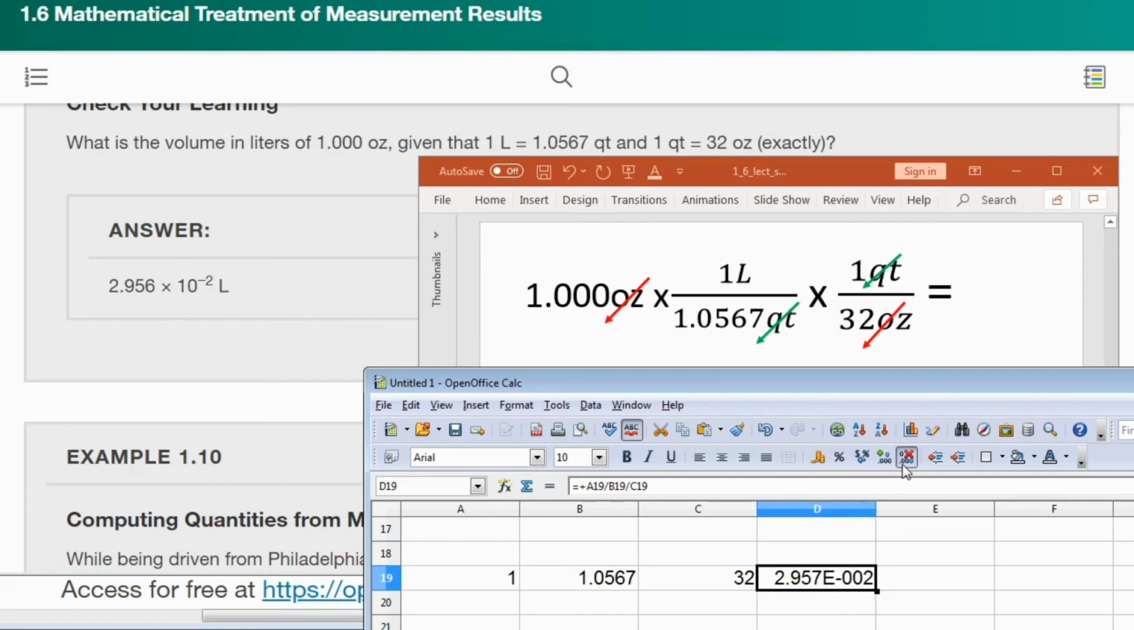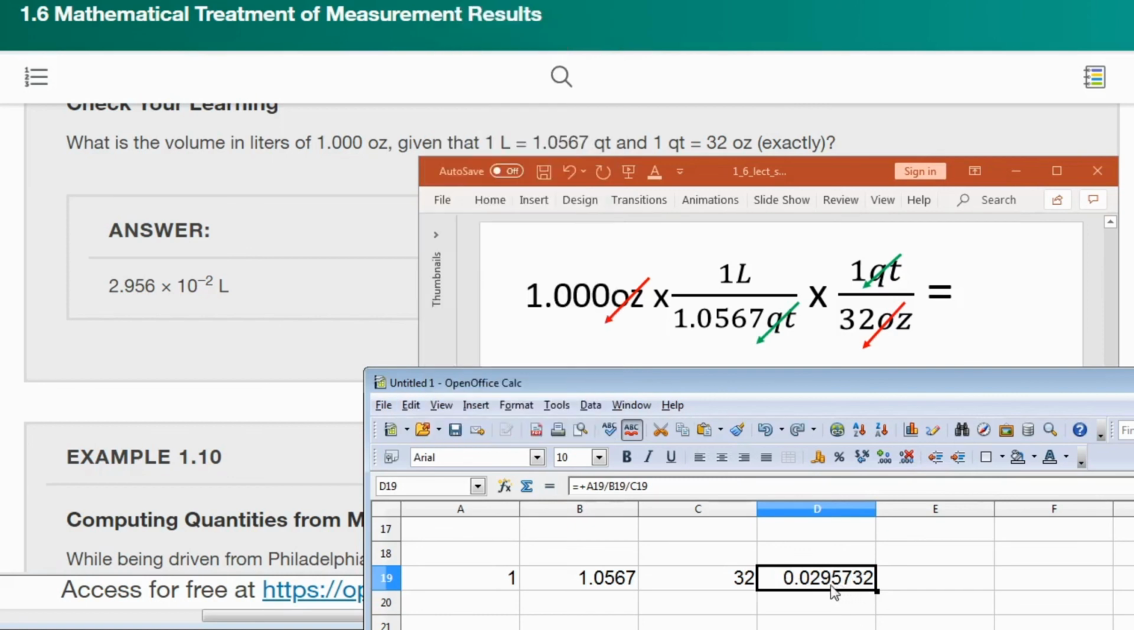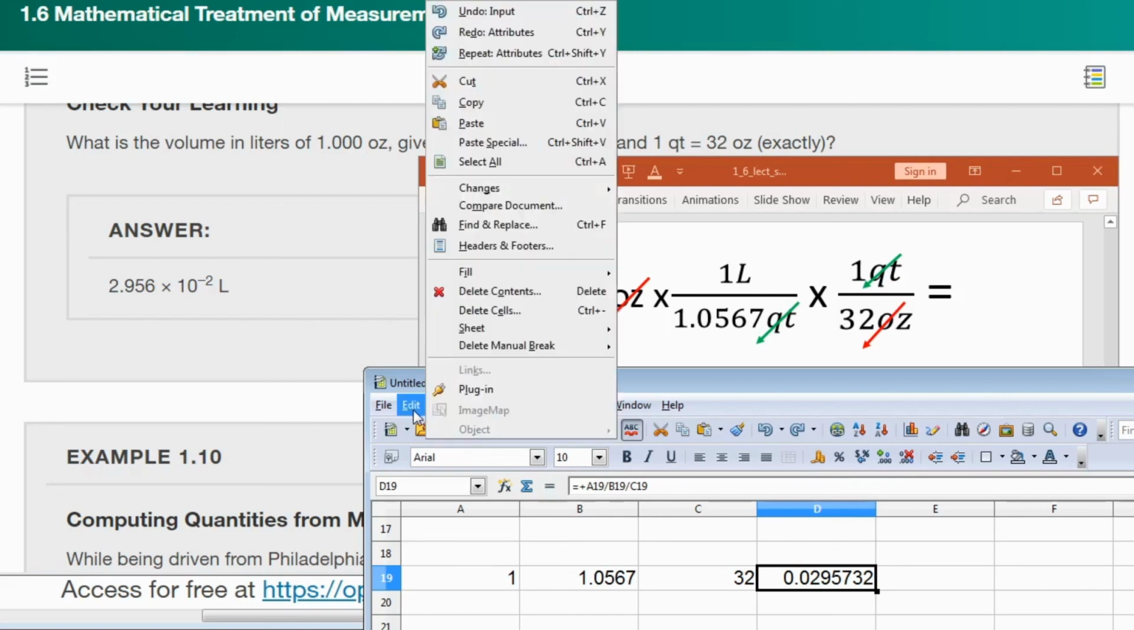Ooh, off by 1. Let me see. Let me undo that. I think there's a mistake here in this answer. It should be 2.957. So something wasn't quite right. Let me double check my numbers. 1.0567, 32. Okay, I can't reconcile why they got 2.956. It should be 2.957. So let me redo that.